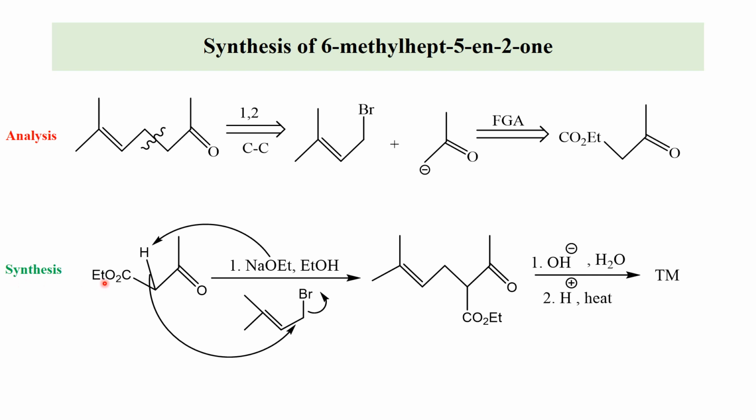When we synthesize the target molecule, we took this ketoester and it is alkylated by using an alkyl halide. Similarly, the hydrolysis and heat give us the target molecule.